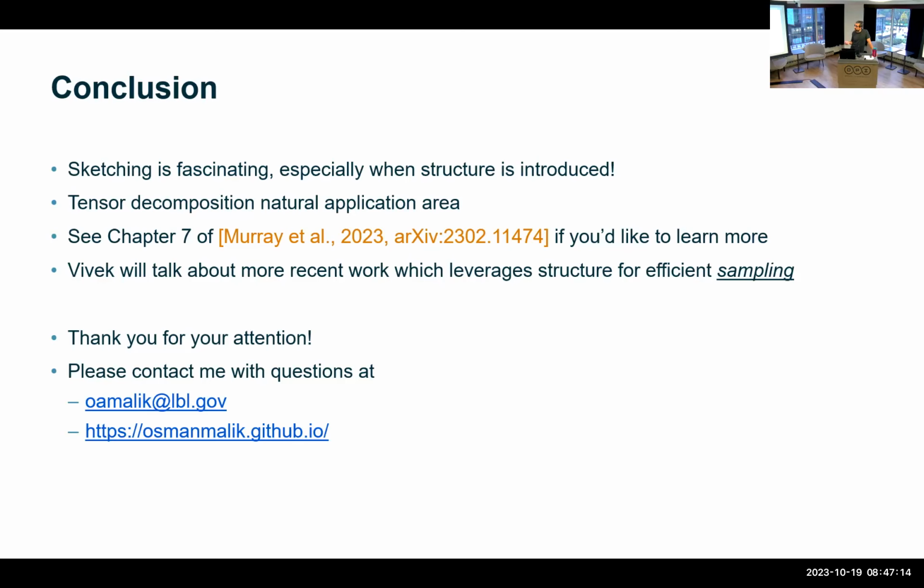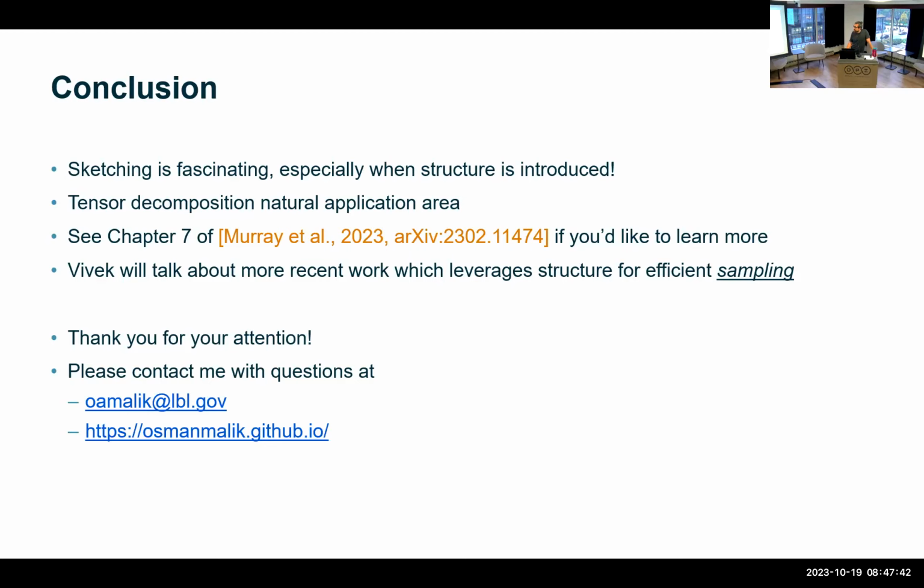The point of this chapter was to be as comprehensive as possible and try to collect what's out there currently on these structured sketches. So maybe another incentive to look at this, if you've done work on this, is to go there and see if we missed anything. And if we did, then send me an email and I'll try to include it there, because we're working on revising this.